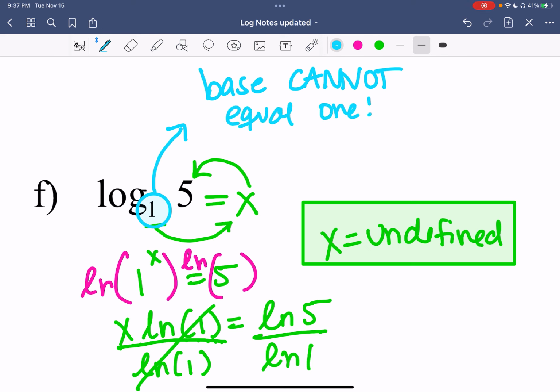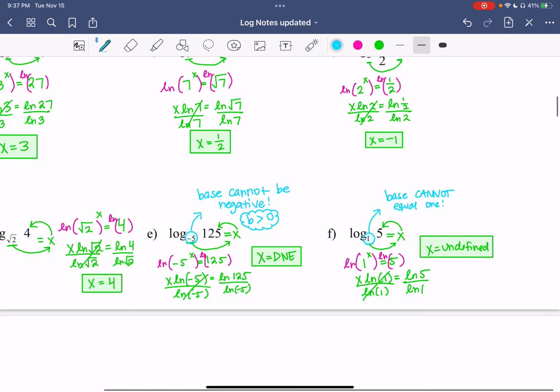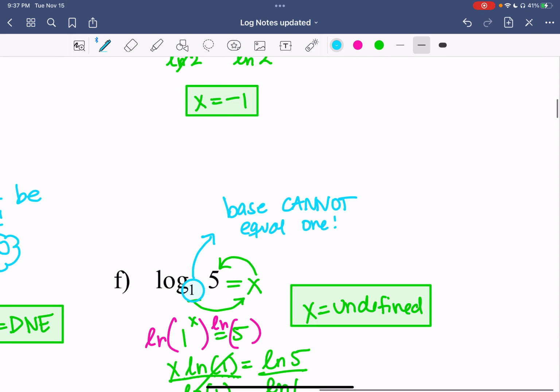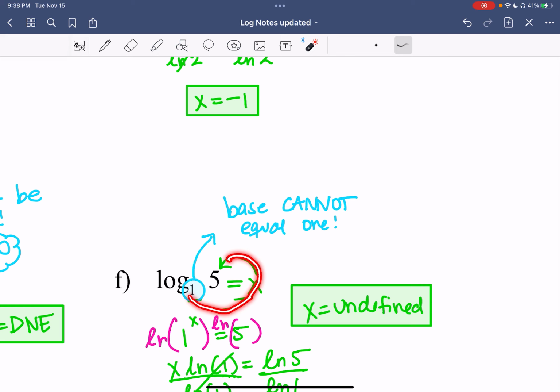Okay, so it can't be negative, it can be 0, and it cannot be 1. Now the reason that it doesn't work, let me explain it to you somewhere over here. So the original problem, when you convert it to an exponential form, was 1 to the power of x equals 5, okay? I'm going to put that over here as a refresher.